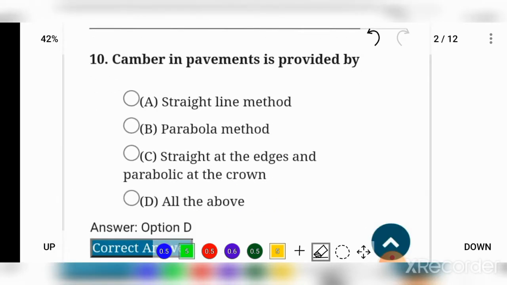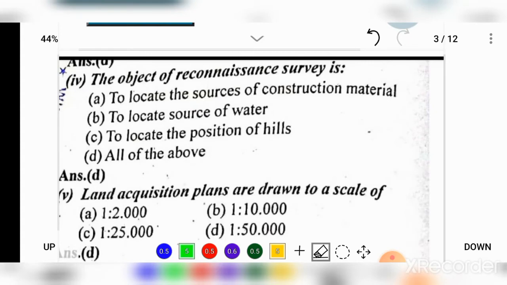Camber in pavements is provided by straight line method, parabola method, straight at the edge and parabolic at the crown, or all of the above. The answer is D. D is a correct answer, all of the above. Now we have the next question. The object of reconnaissance survey is to locate the sources of construction material, to locate source of water, to locate the position of hills, or all of the above. The correct answer is all of the above, right? Now, next point.